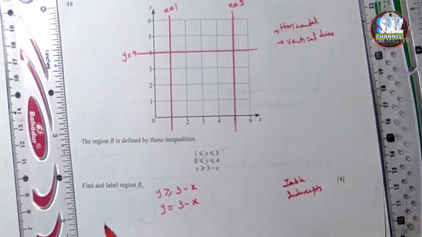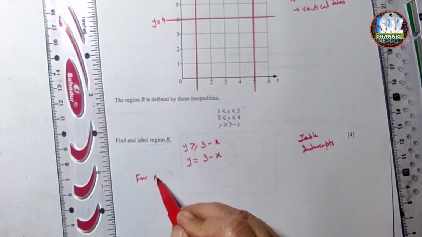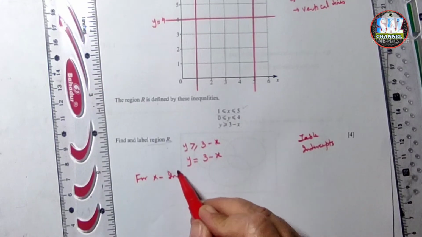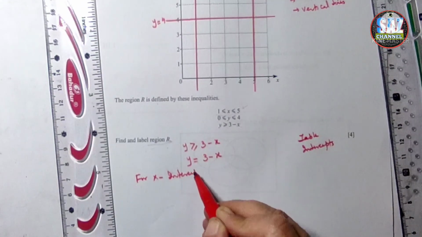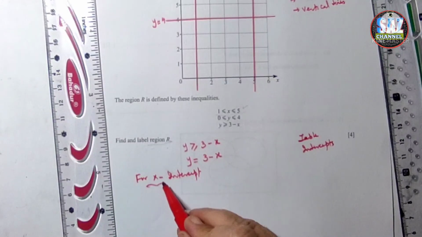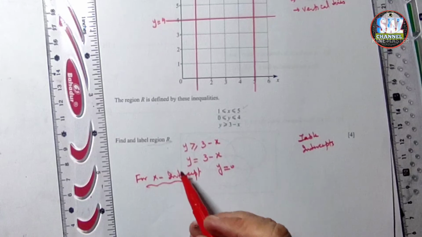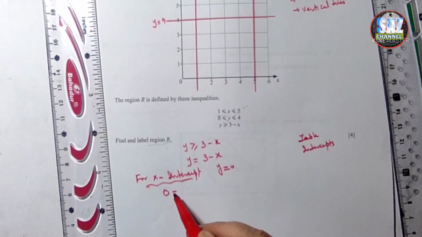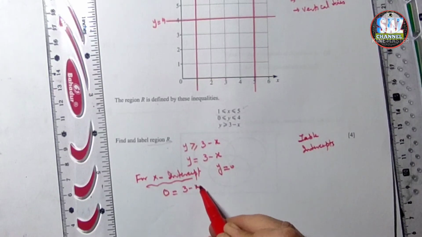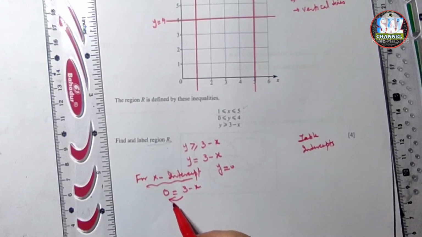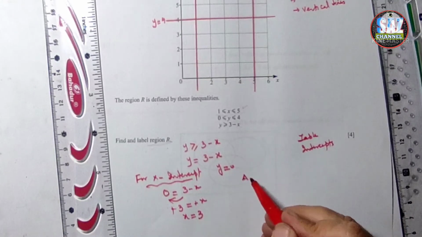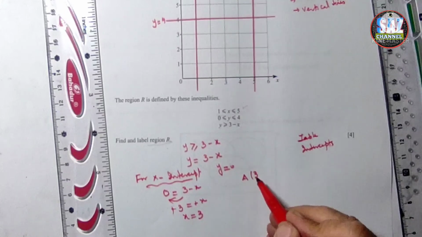So for the x-intercept, what we are going to do is put y equals 0 in the given equation. When I'm putting y equals 0, the equation takes the form 0 equals 3 minus x, and shifting, minus 3 equals minus x. This goes with this, x equals 3. So one of the points is coming, 3 with 0.